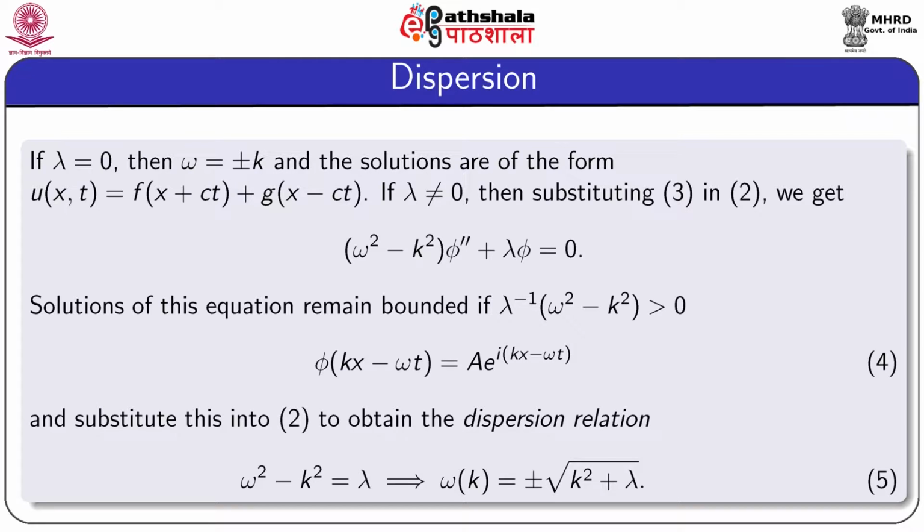So, in case of a non-dispersive wave, λ equals 0, and for that case ω(k) = ±k. So, for a non-dispersive wave, we can say that ω is equal to some constant times k, whereas for a dispersive wave, ω(k) is not a linear function of k.